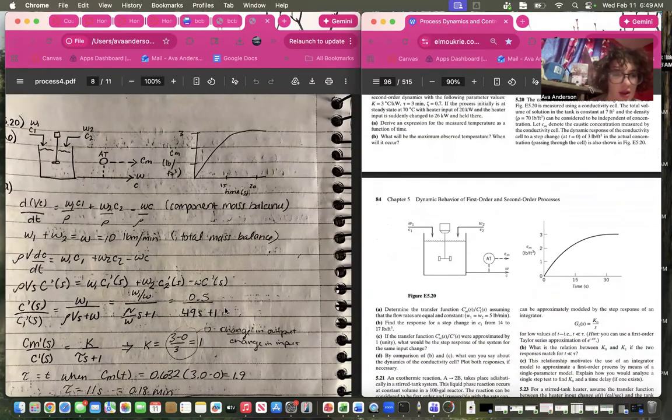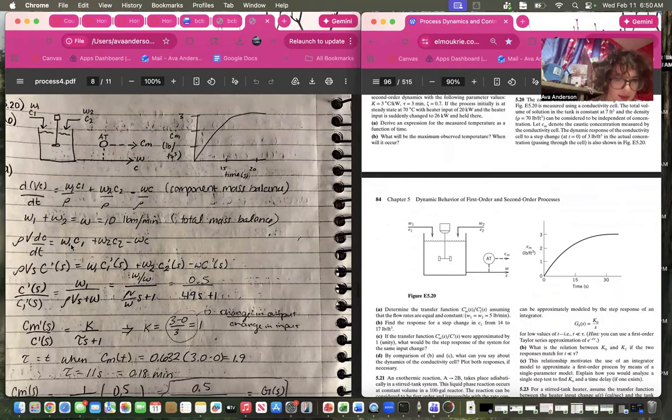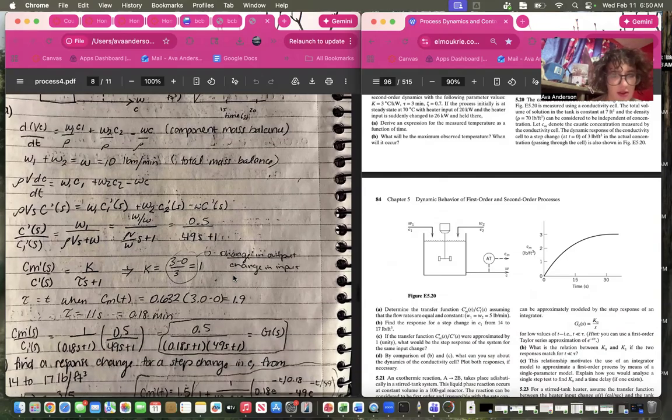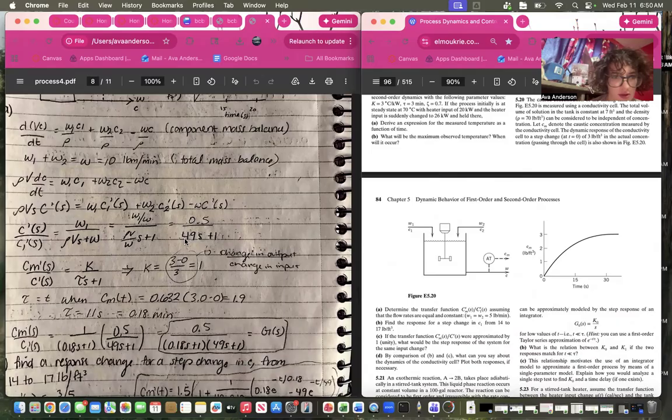Okay. We're looking at tanks, but we're looking at the component mass balance and the total mass balance. That's what we're starting with, and then you can divide over this row over here so it looks a little bit better, and then we're linearizing and then taking the deviation variables in the same step, and then we rearrange this all for C prime of S divided by C1 prime of S. And you plug that in, get that into a form that you can use Laplace-wise, and then just simplify it down so it looks more pretty than that.